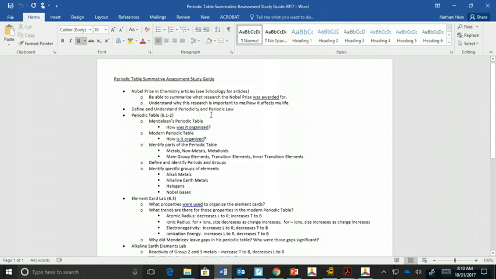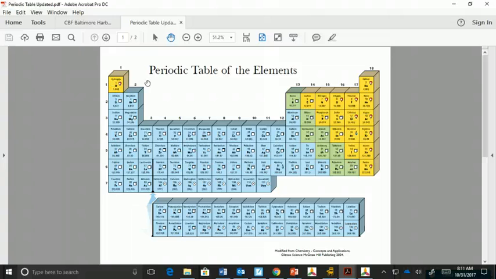Periodicity and periodic law. Periodicity is the fact that something repeats over time. It's a regular repeating pattern. And that's one of the ways that the periodic table is organized. Mr. Mendeleev organized his based on atomic mass and periodicity. But the modern periodic table is organized by atomic number. So again, if you look here at the periodic table, it is ordered in number.